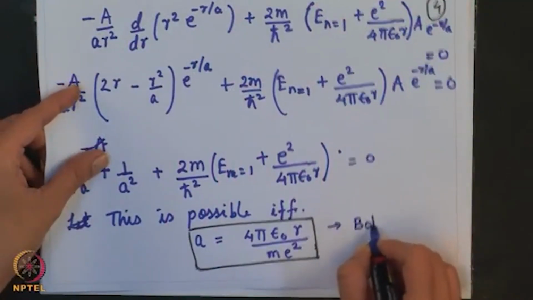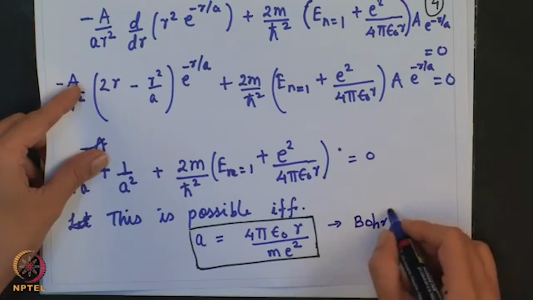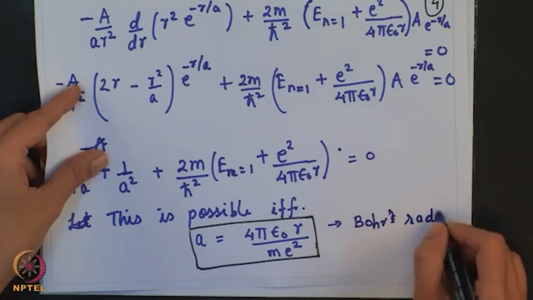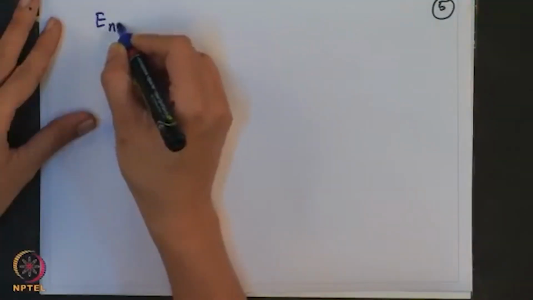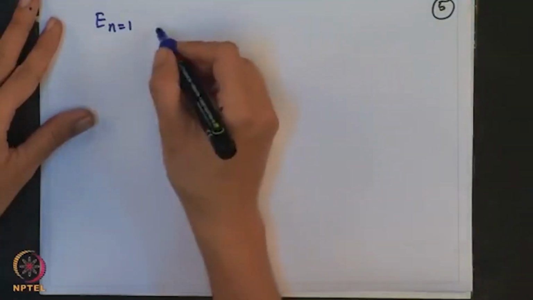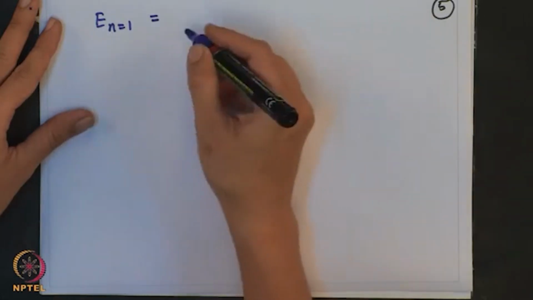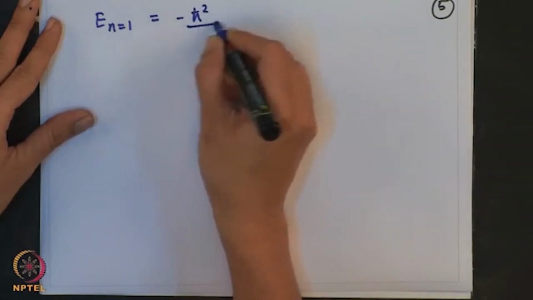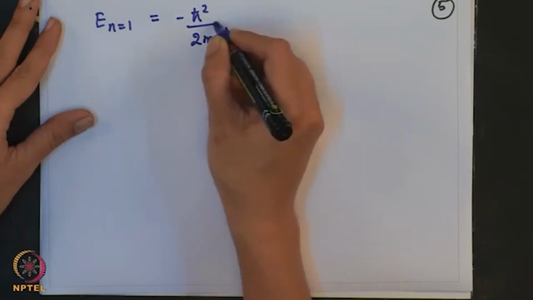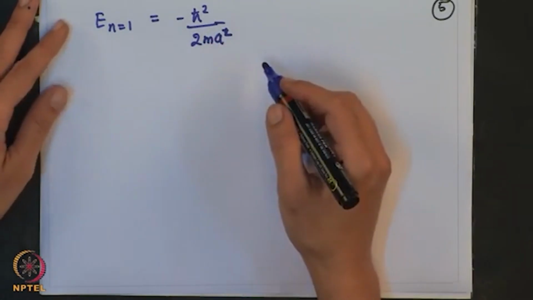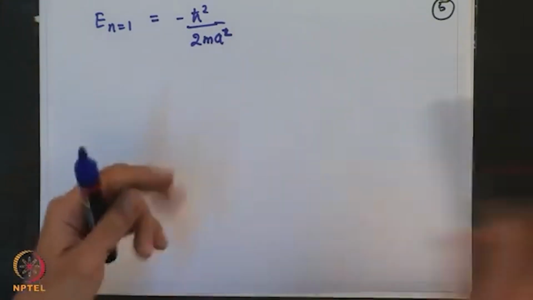After substituting, again this is nothing but the Bohr radius. Now, we will get the value of the ground state energy, given by, from the previous expression, we can get this as 2m A square. So, this will be the expression for the ground state energy.